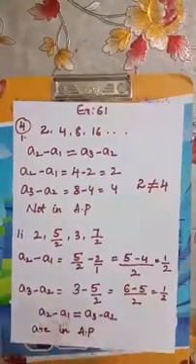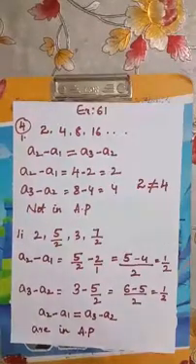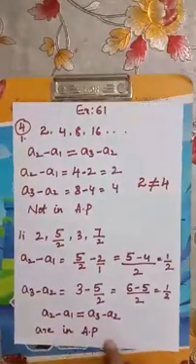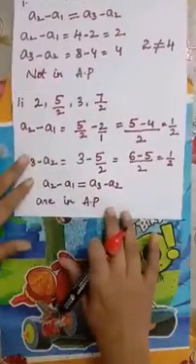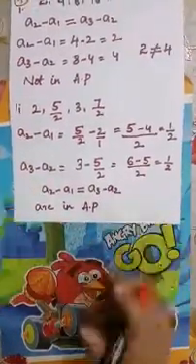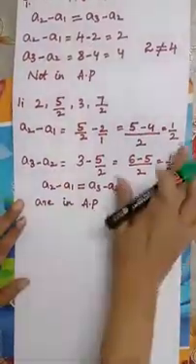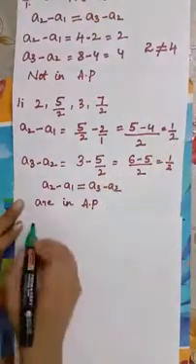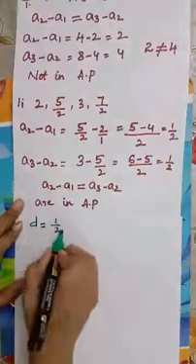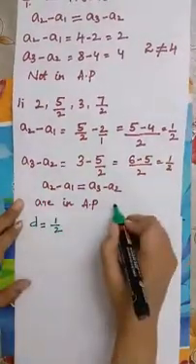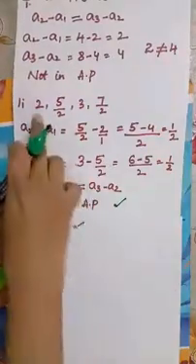When it is in AP, the next question is, you were told to first check whether it is in AP. Yes, when it is in AP, you have to find the common difference D and next three terms. Once it is in AP, we have to find next three terms. First, the common difference D. The common difference D is 1 by 2. First, we have checked whether it is in AP. Second, we found the common difference. Third, find next three terms.